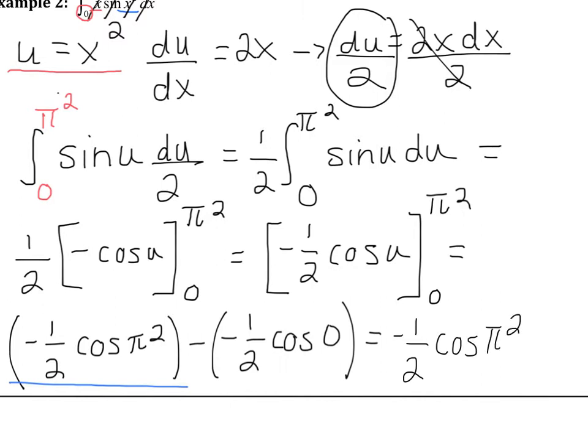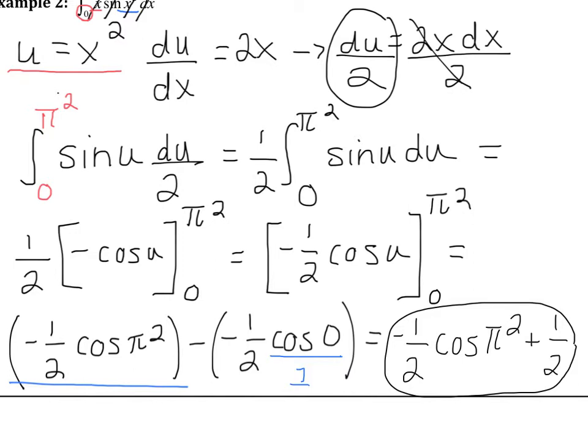And now the cosine of 0 is 1, but you knew that, okay? Cosine of 0 is 1, so at the end of the day, I'll be doing minus negative 1/2 times 1, so minus negative 1/2, so plus 1/2. And that should do it. That's not too bad, right?